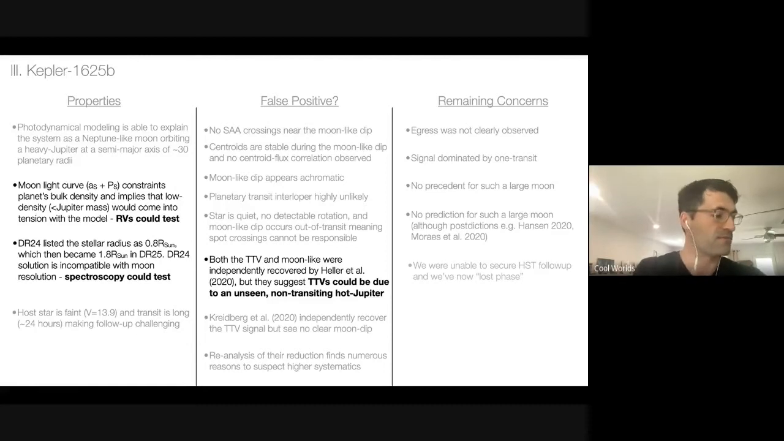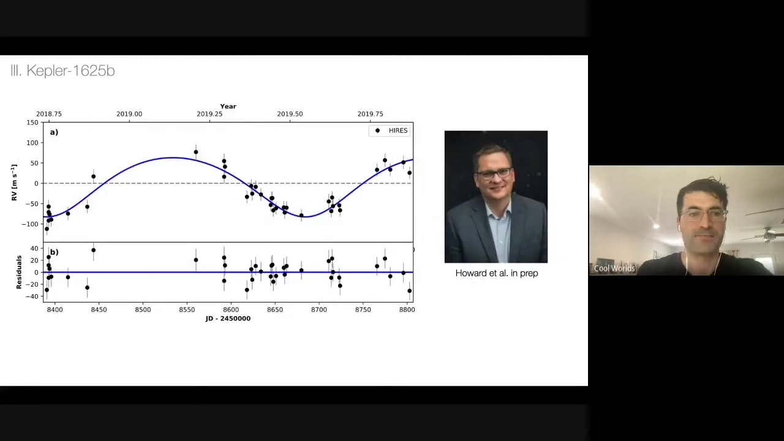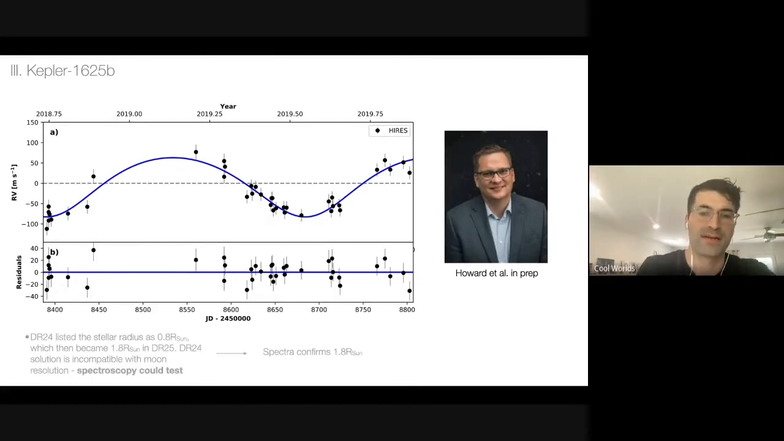So there's a few things I mentioned here that we could test besides from Hubble. Hubble would be great, but we don't have Hubble, so what else can we do? There's RVs and spectroscopy, as I've highlighted here. There is some work in prep by Andrew Howard that's been trying to obtain the radial velocities of this system. And he sees very clearly the evidence for this planet, which is perhaps not surprising. The planet was already validated, so we already thought this was a real planet.